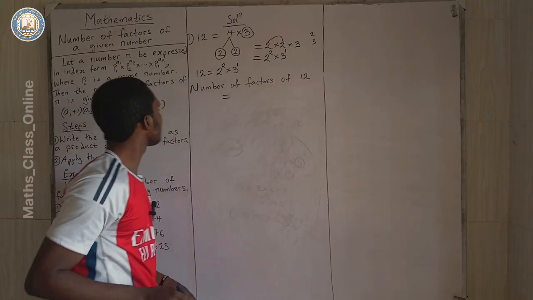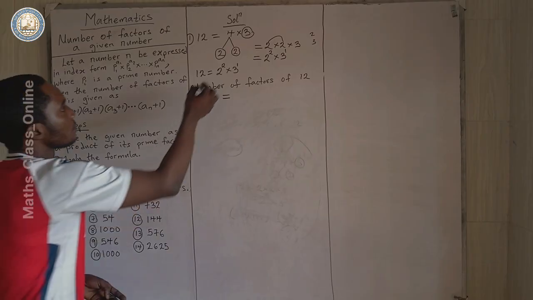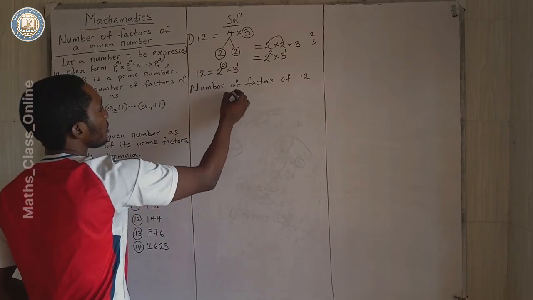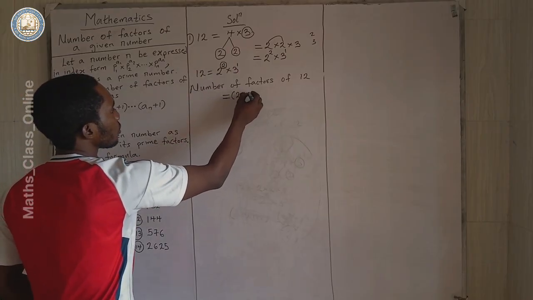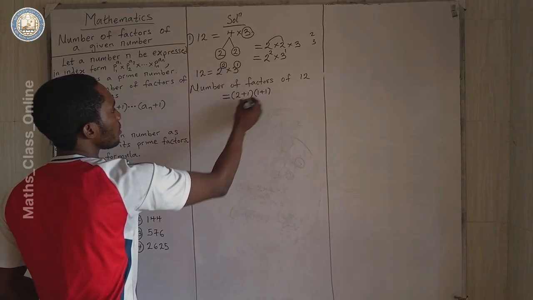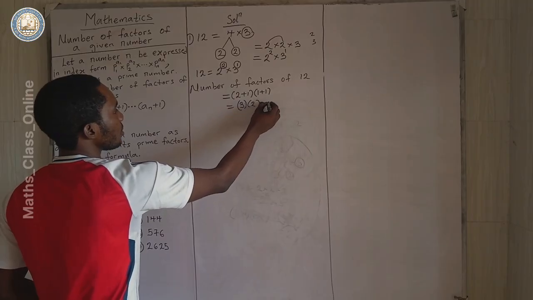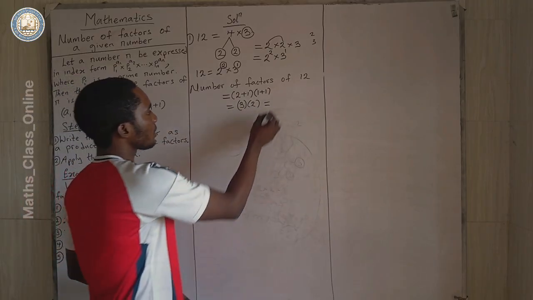is equal to, applying the formula, the first power here, that is 2 plus 1, open another bracket, 1 plus 1. This is equal to 3 times 2, that is 6.